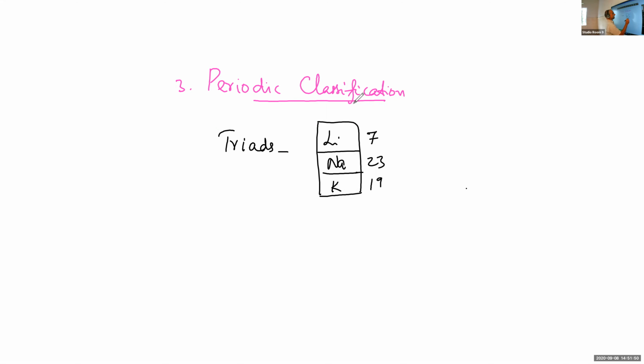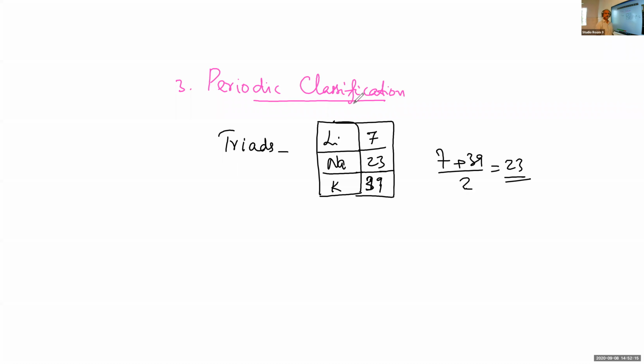Sorry, not a 19, it's a 39. It is a 39. 19 is the atomic number. Now you find out the average mass of lithium and potassium atomic masses. So 7 plus 39 by 2, you take the average mass, and that is found to be 23.